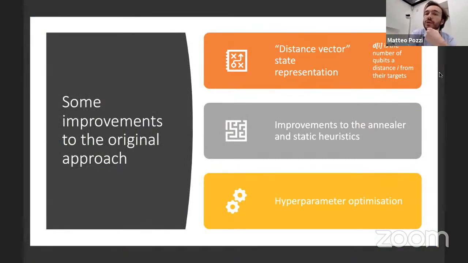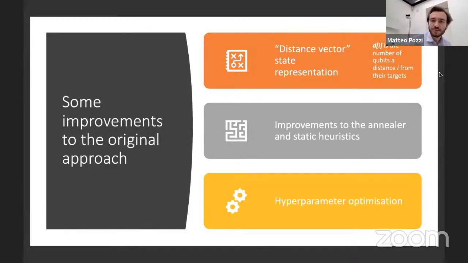So first of all, we decided to come up with a more compact distance vector representation. In the original paper, the algorithm has a vector in which there's one entry for each qubit, and it's just the number of the node that it's currently residing on. And obviously, that's quite a difficult representation to learn from, because the neural network effectively has to learn the structure of the architecture as well as the quality of doing different things. So instead, we simplify that by coming up with a state representation that's literally just the distance of the qubits from their targets. And so that's a bit simpler, a bit easier to learn from.